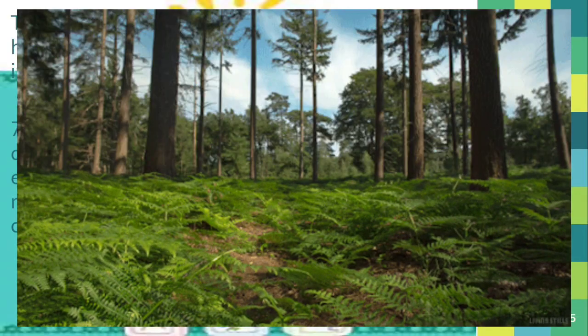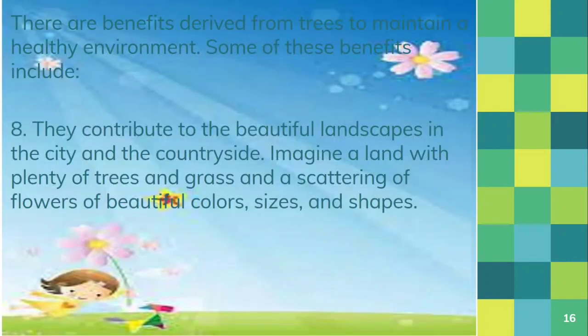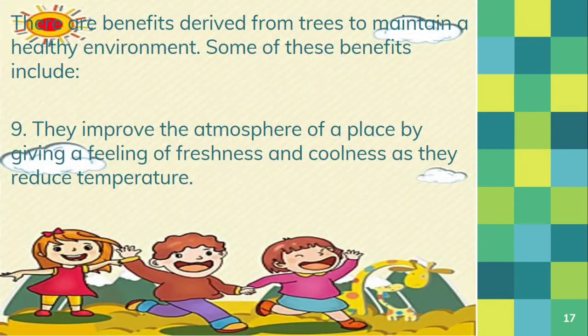Number 7. They help reduce pollution in congested urban areas. Remember that trees take in carbon dioxide emitted from vehicles that belch smoke. The more trees present, the less carbon dioxide is in the air. Number 8. They contribute to the beautiful landscape in the city and the countryside. Imagine a land with plenty of trees and grass and a scattering of flowers of beautiful colors, sizes, and shapes. Number 9. They improve the atmosphere of a place by giving a feeling of freshness and coolness as they reduce temperature.